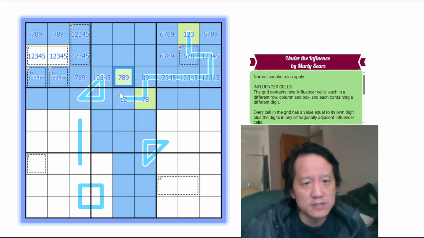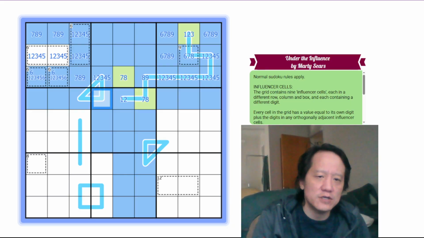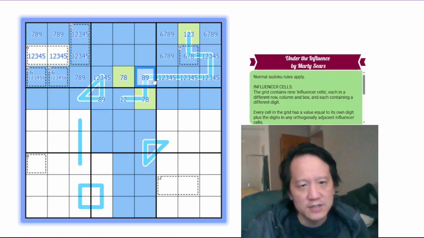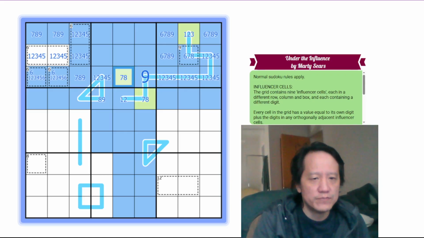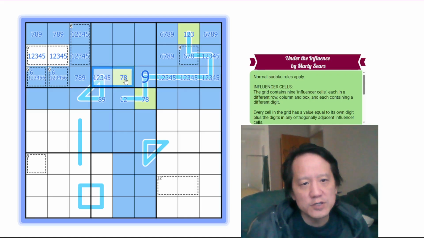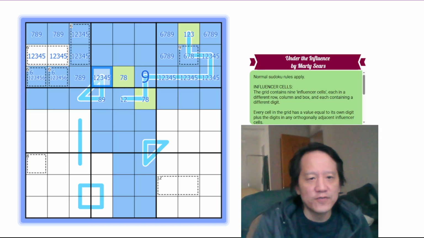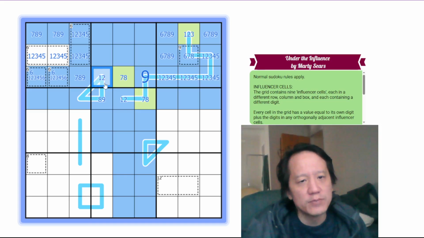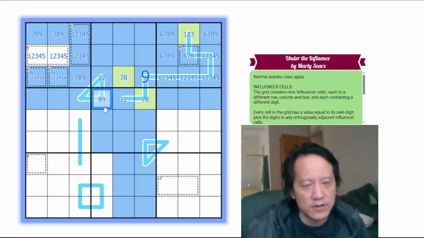Because this and this must equal that digit. This digit does not share an edge with an influencer. So this can never be 9. So the sum of these two digits must equal that digit. So this has to be 8 or 9. It's almost certainly 9. This is definitely 9 here. So this must be a different 1 or 2 here, adding up with this 7 or 8 to that value. And again, it could be the same.